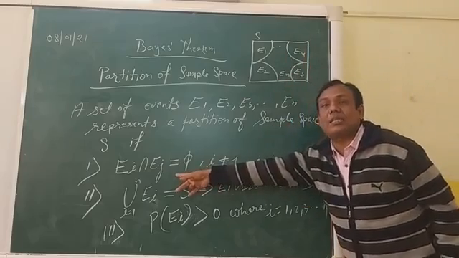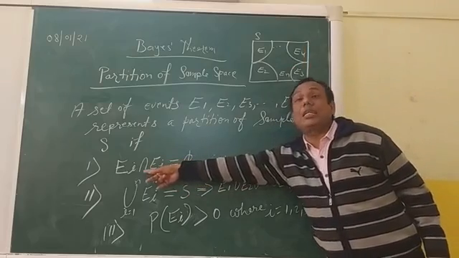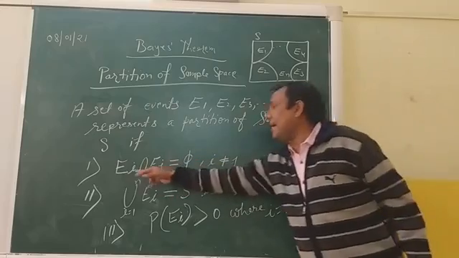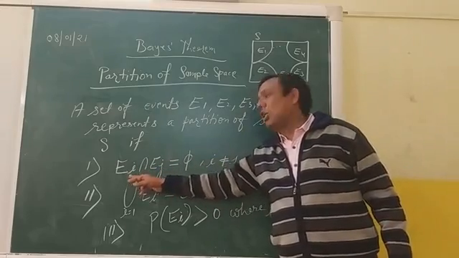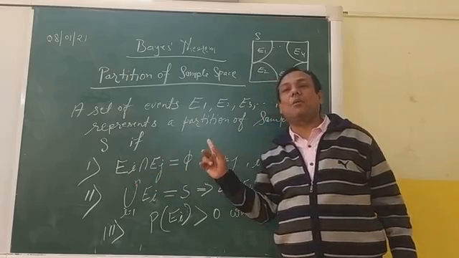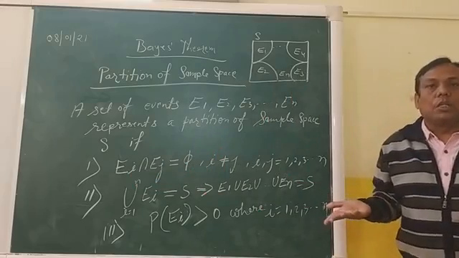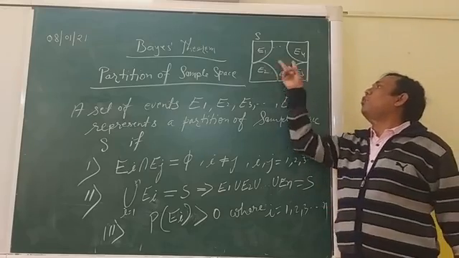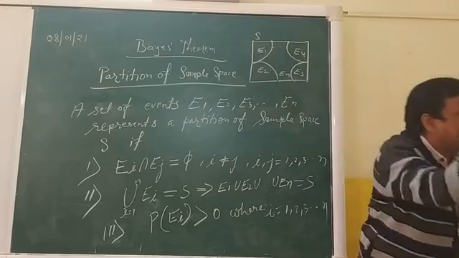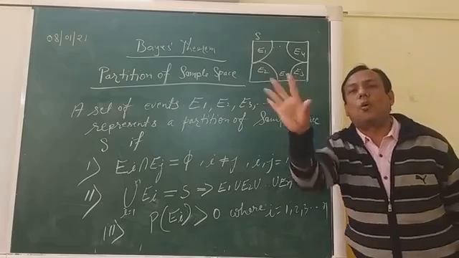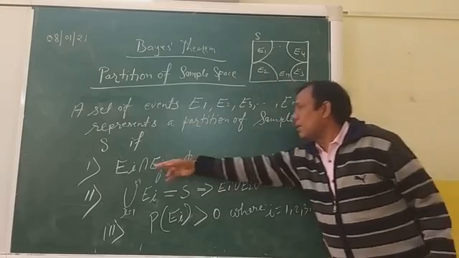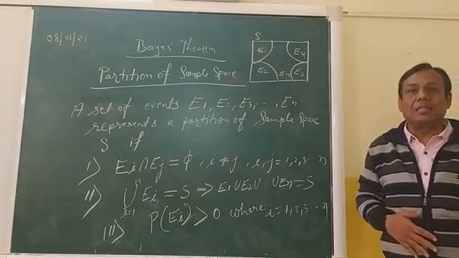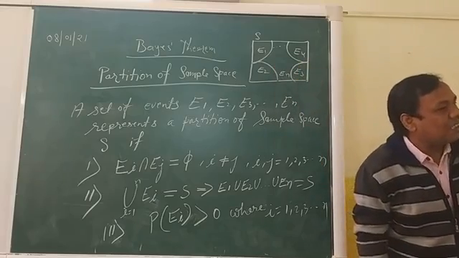So that is the first condition that I have written: Ei intersection Ej equal to phi, and i is not equal to j. So if you are taking 1 here, you can't take 1 there, because i and j will never be equal. E1 intersection E2, E1 intersection E3, E2 intersection E1, whatever you can take. Whatever two events you take randomly, there will be nothing common between them. So if this criterion is fulfilled, it means that it is making a partition of the sample space.